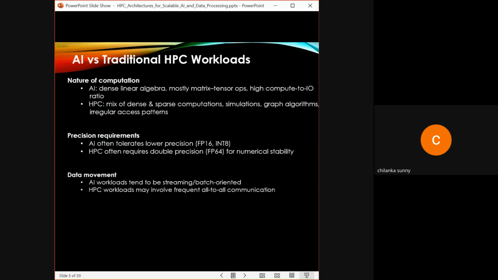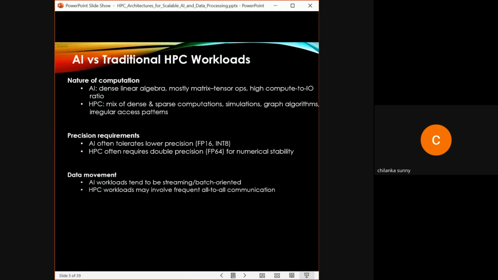Training and inference often use FP16 or even int8, which reduces both the computation time and the memory bandwidth requirements. And HPC applications such as scientific simulation usually require very high numerical accuracy. They rely on double precision arithmetic to ensure stability and correctness of results, especially when errors accumulate over billions of simulation steps. So next is the data movement.